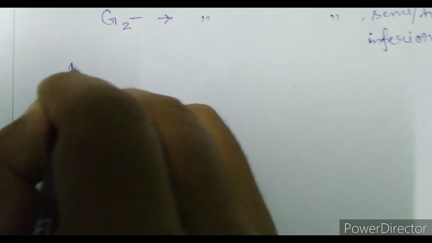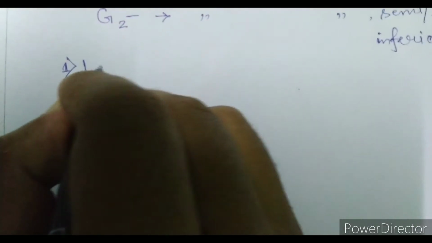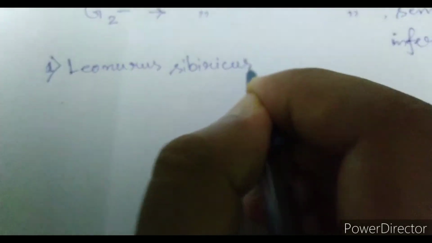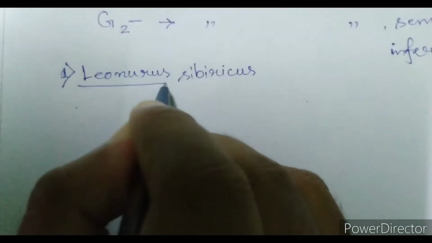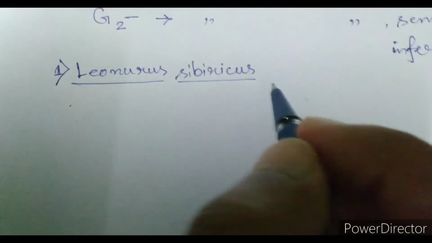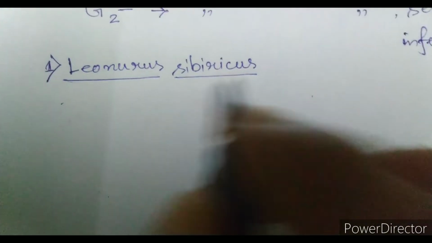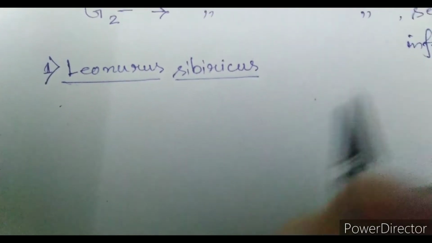The symbol we use to make a floral formula. Okay, so first of all, we take an example of Leonurus sibiricus. So this is a flower, and how we can draw a floral structure, or how you can draw a floral formula.